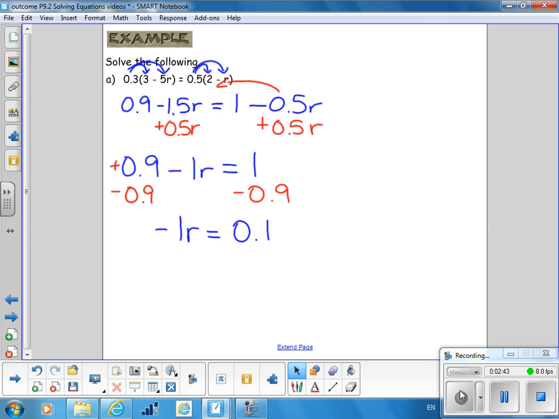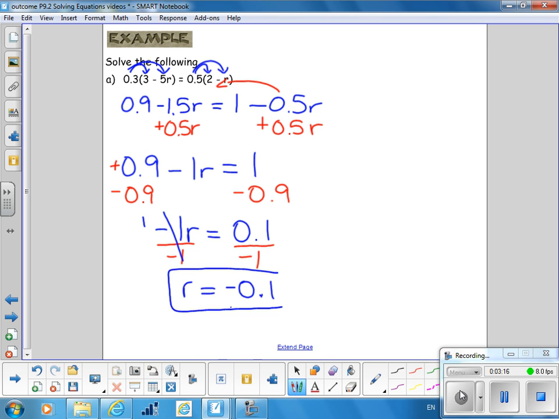We are almost done. And a lot of people will make the mistake and think that we're done at this point because we've got the r by itself. It's just a 1r. But it's a negative 1r, and we always want our variable to be positive. So that's a negative 1 times r. The inverse of multiplication is division. So we need to divide both sides by negative 1. Negative 1 divided by negative 1 is just 1. So we're left with r equals 0.1 divided by negative 1, which is negative 0.1. So there's our value for r.